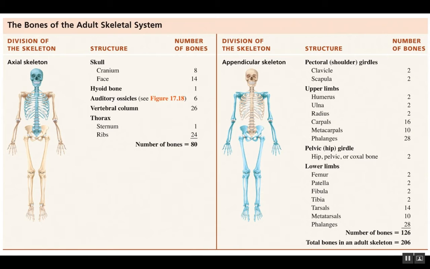For example, your upper limb attaches via the pectoral or shoulder girdle, and your lower limb attaches via the pelvic or hip girdle. So as you can see, there are many bones of the appendicular skeleton, 126 total, added to the 80 bones of the axial skeleton to get to the 206 bones of the entire typical adult skeleton.